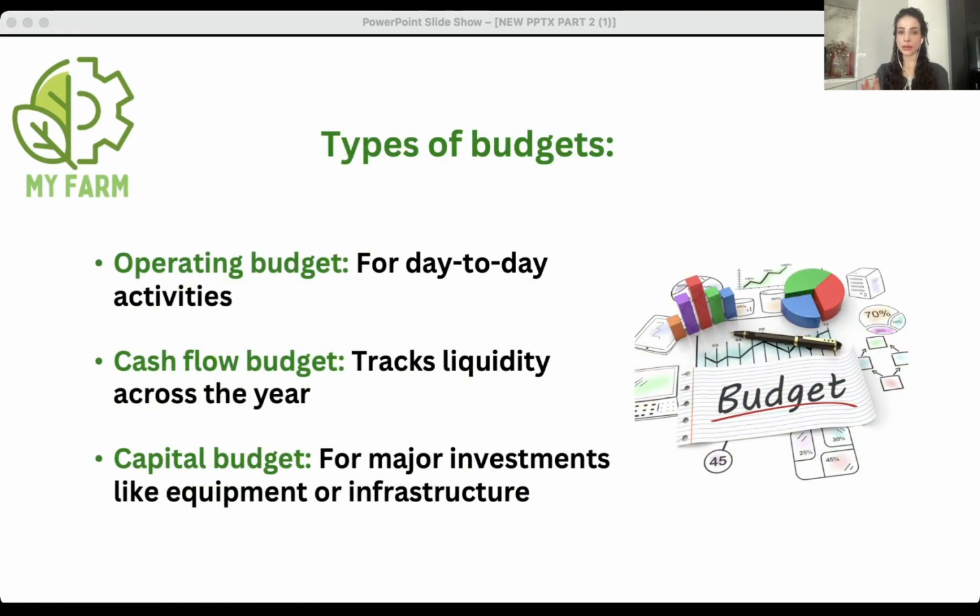We can see that there are different types of budgets. We have operating budget, and this is allocated for day-to-day activities. We have cash flow budget, and these tend to track liquidity across the year. We have capital budget, and this is for major investments like equipment or infrastructure.